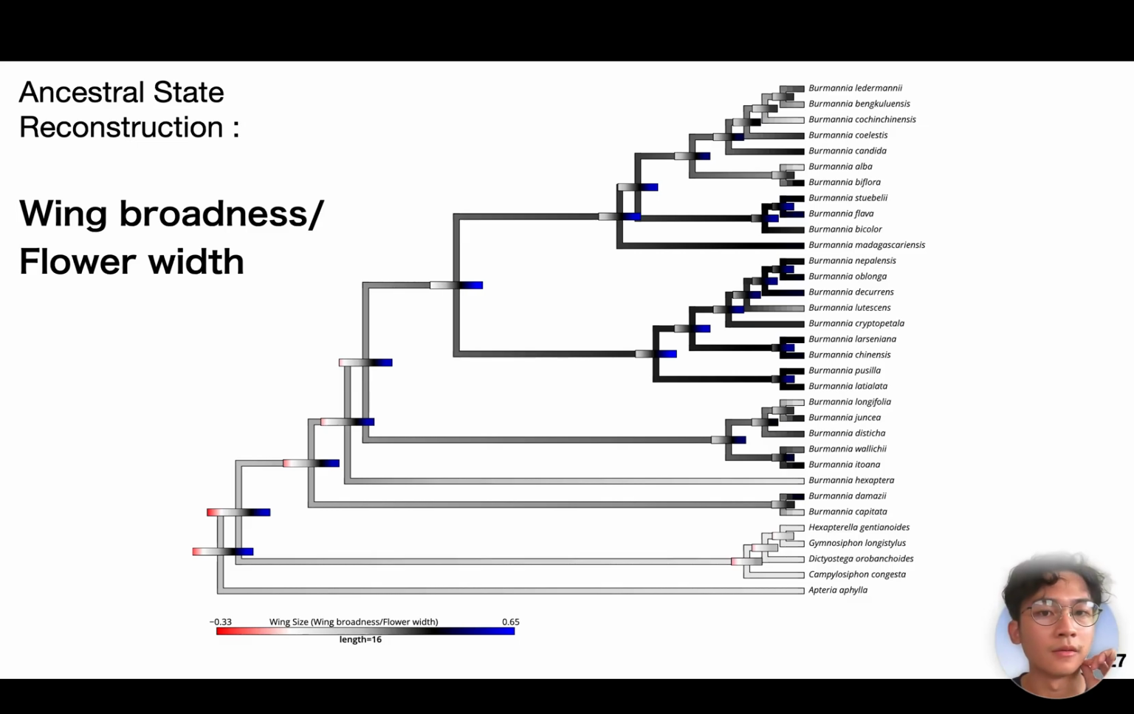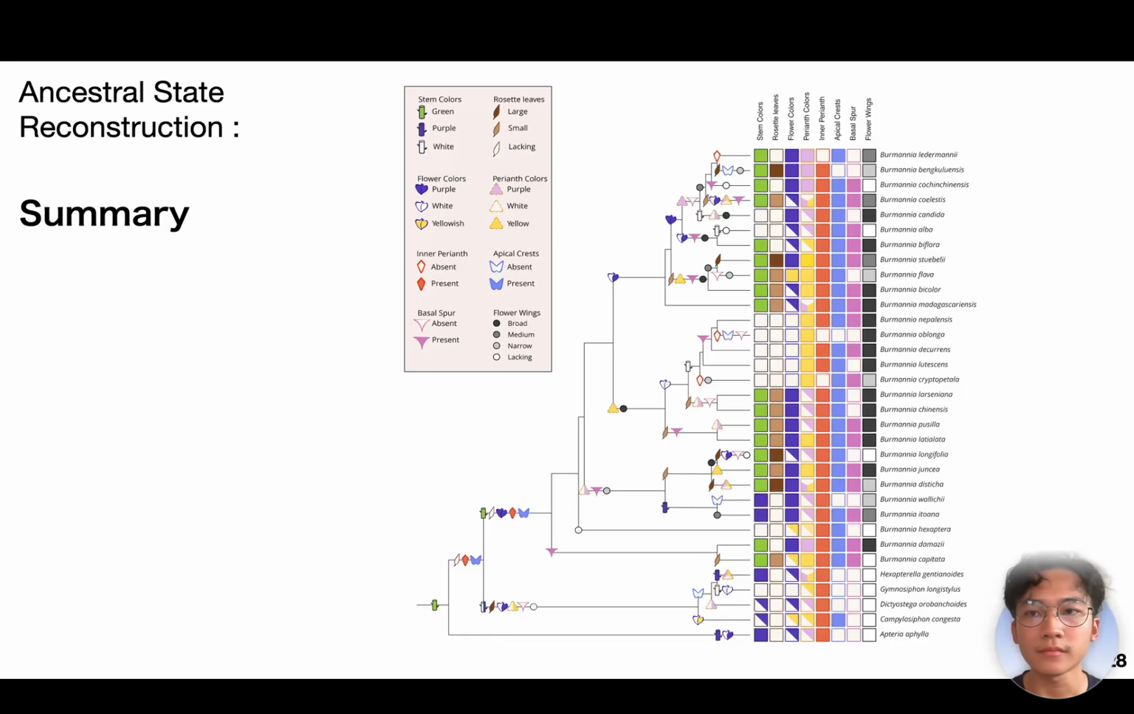So for the Burmanniaceae, you can see the darker color here indicates that they tend to evolve into bigger wings, especially in this clade. Not like the ancestor further down the Burmanniaceae, which already didn't have wings. And here is the summary. I plot the icons onto basically the same tree, so everything is summed up here.